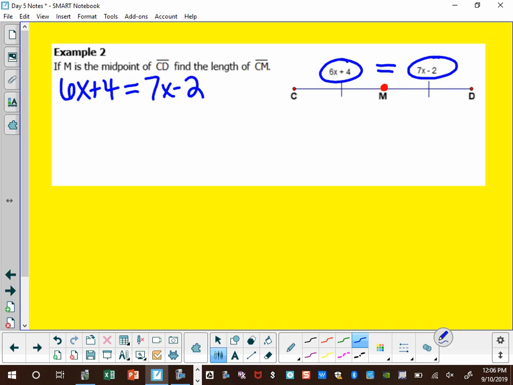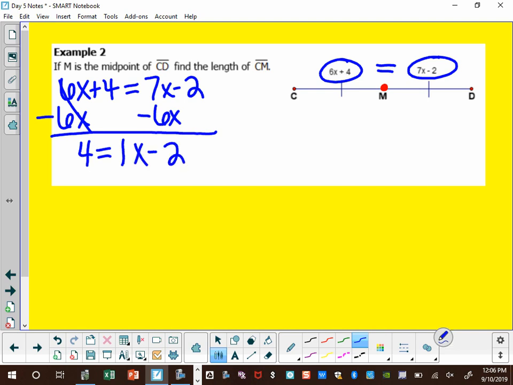All right, how do I solve for x? What's the first step I'm going to do? I have to move something before I combine, so what do you want to move? The 6x? All right, that's cool. So subtract 6x from both sides. That cancels out. I'm left with 4 equals 1x minus 2. Just brought that down. Now what should we do?